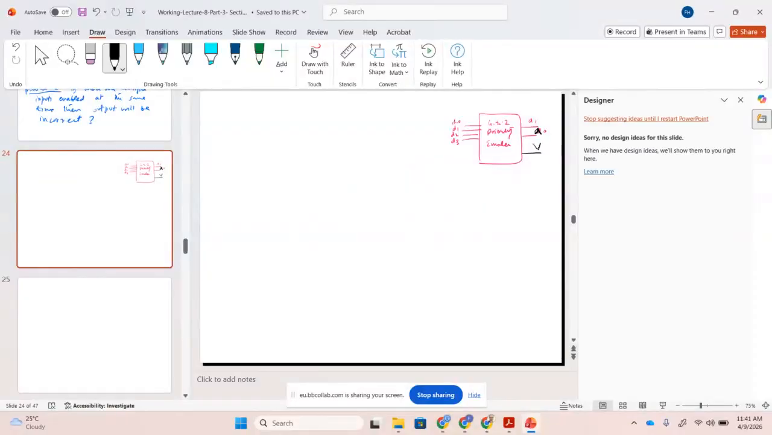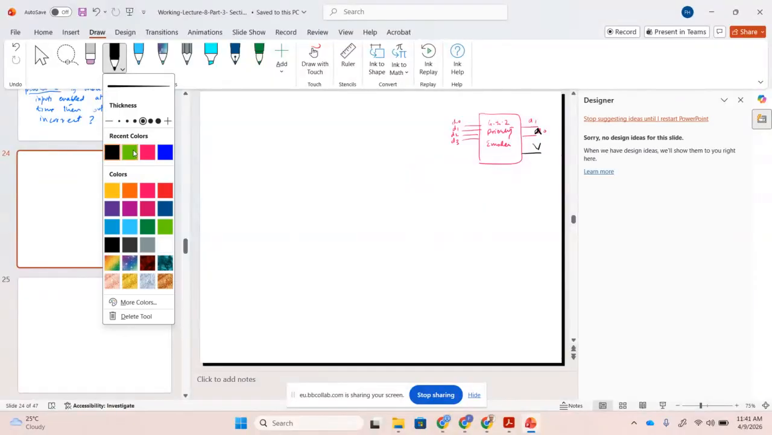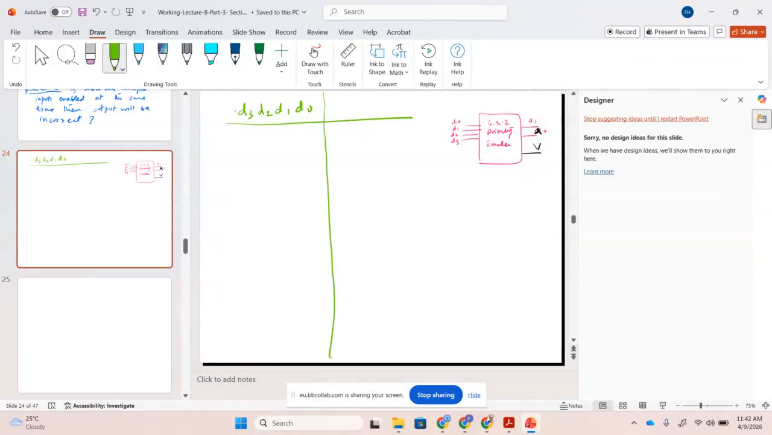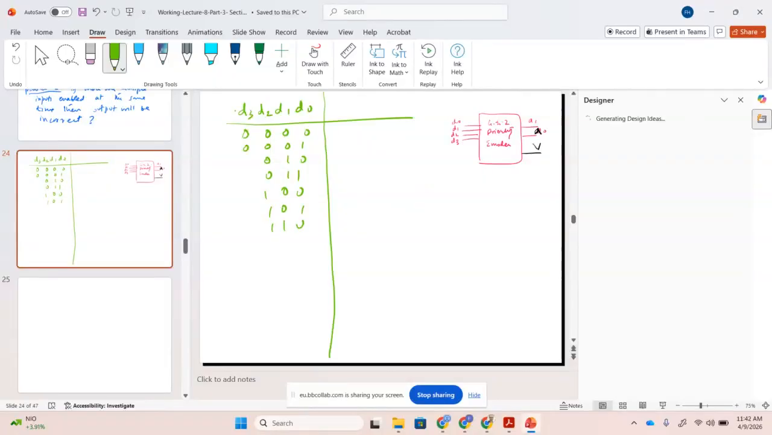Got it or not got it? Okay. Now how many possible combinations are there? The input is actually D3, D2, D1, and D0. And how many combinations are there? 0 0 0 0, 0 0 0 1, 0 0 1 0, 0 0 1 1, 0 1 0 0, 0 1 0 1, 0 1 1 0, 0 1 1 1. And then we have 1 0 0 0, 1 0 0 1, 1 0 1 0, 1 0 1 1, 1 1 0 0, 1 1 0 1, 1 1 1 0, 1 1 1 1.